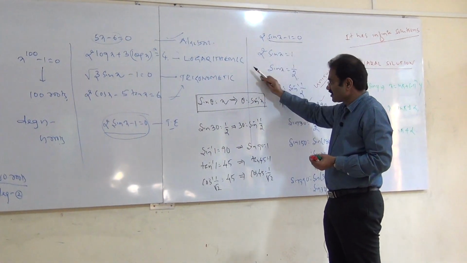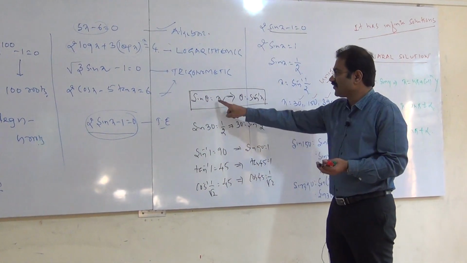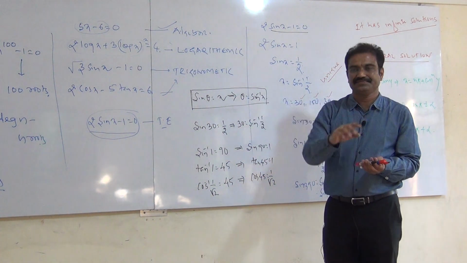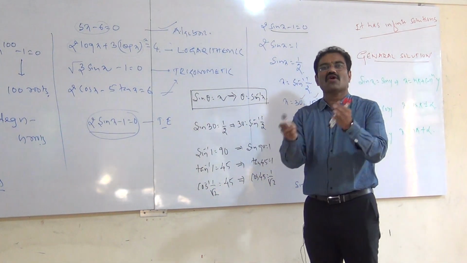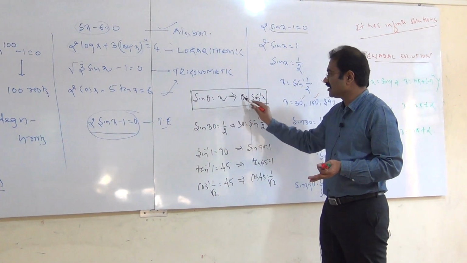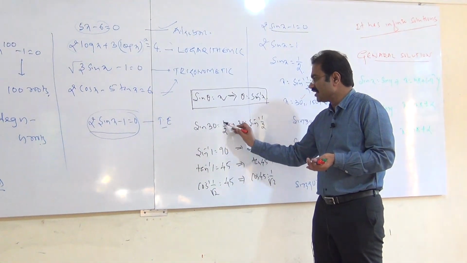To solve this, first you should know what the inverse is. If sin theta equals x, then theta equals sin inverse of x. That is called the converse. Sin theta is equal to x, then theta equals sin inverse of x. What does it mean? Sin 30 is 1 by 2.